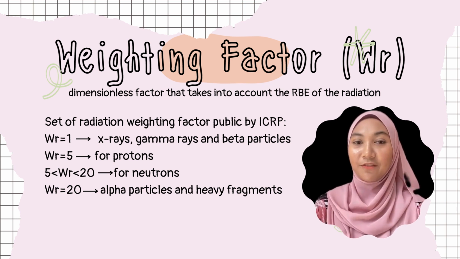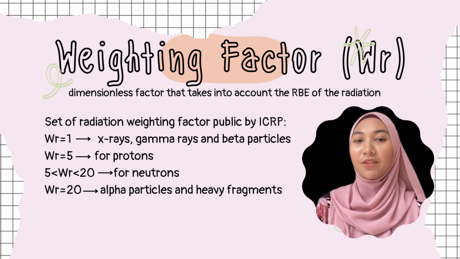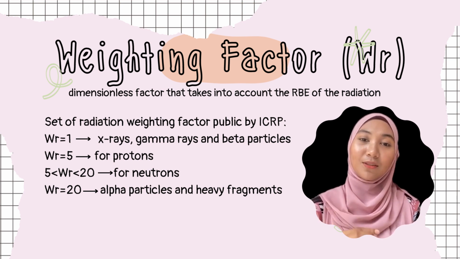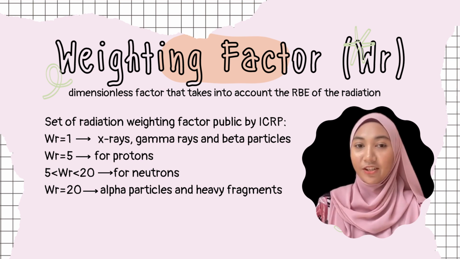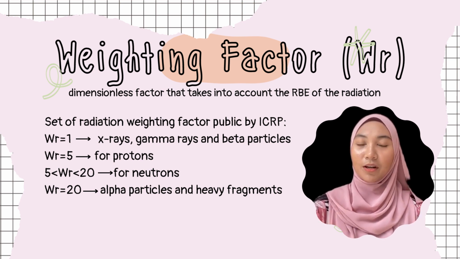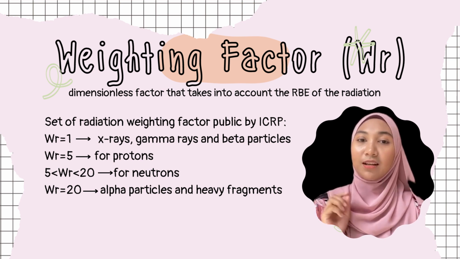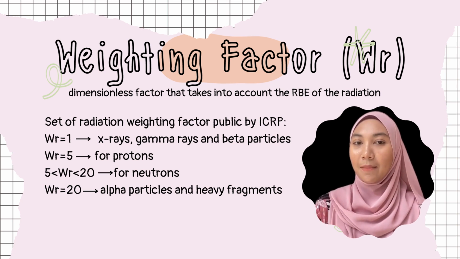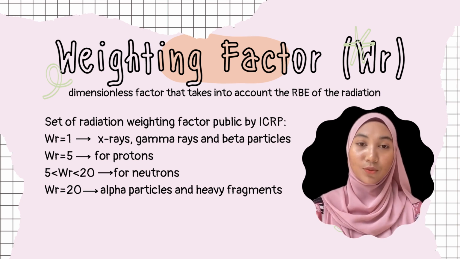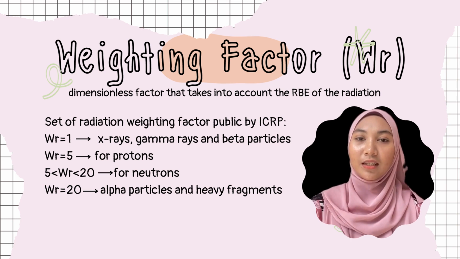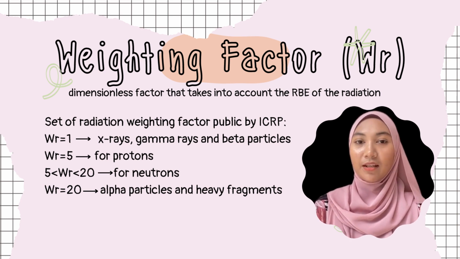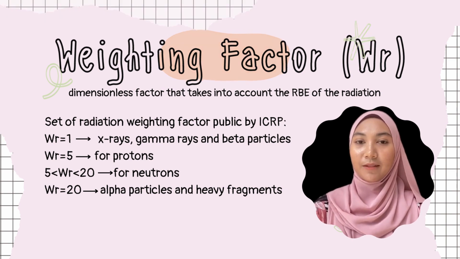The radiation weighting factor, WR, is a dimensionless factor that takes into account the RBE of the radiation. The value of WR is 1 for X-rays, gamma rays and beta particles, but higher for protons, which equals 5. Neutrons are between 5 to 20 depending on the energy. Alpha particles and heavy fragments equal 20.